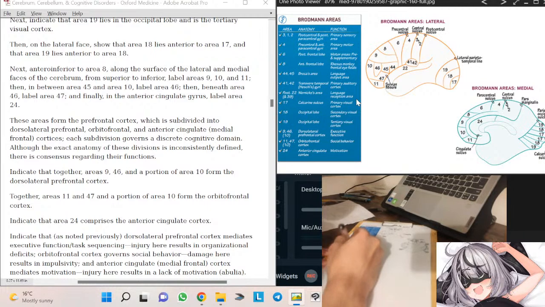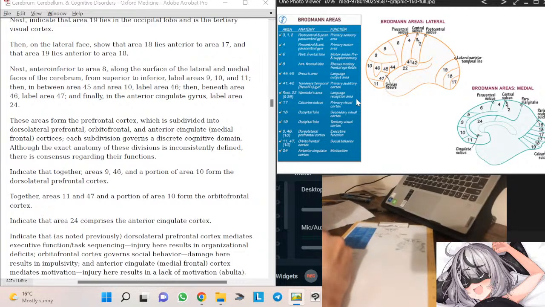3, 1, 2. Postcentral and postparacentral gyri. Primary sensory area. 4. Precentral and anterior paracentral gyri. Primary motor area. 6. Posterior frontal lobe.